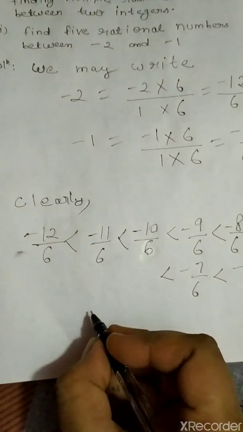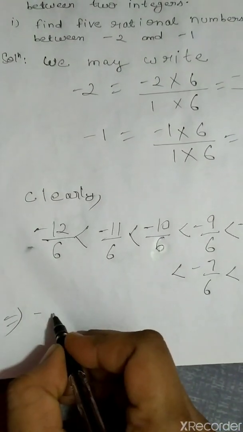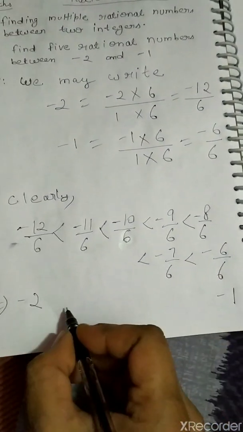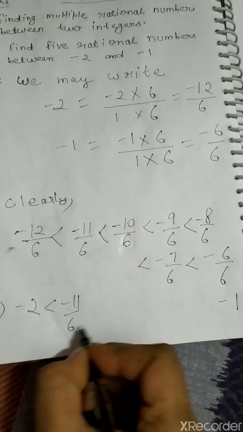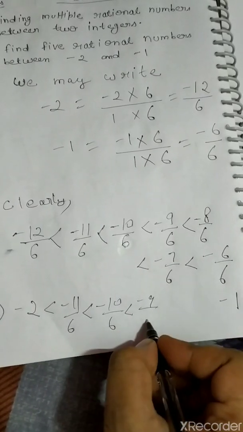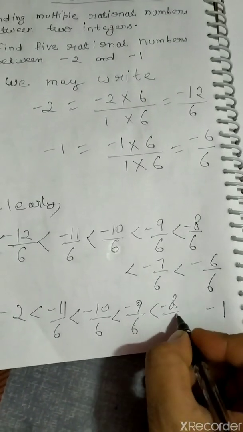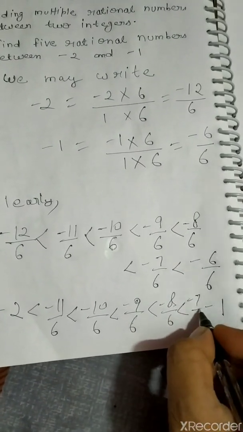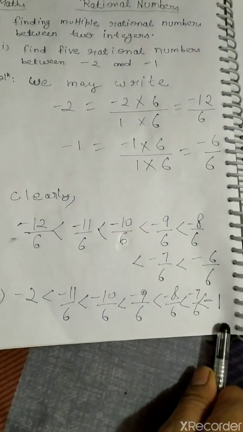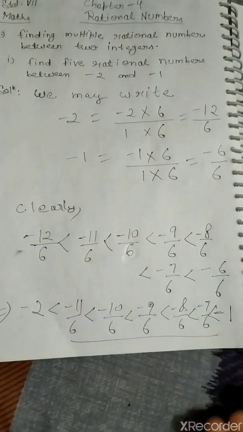Therefore the required numbers are: this number -12 by 6 you can write -2, and this -6 by 6 you can write -1. So the in-between numbers are -11 by 6, -10 by 6, -9 by 6, -8 by 6, and -7 by 6. This is the sequence. So the required numbers are these only.